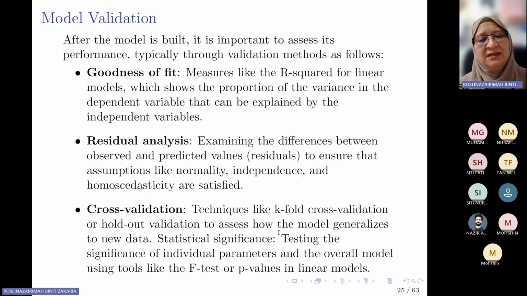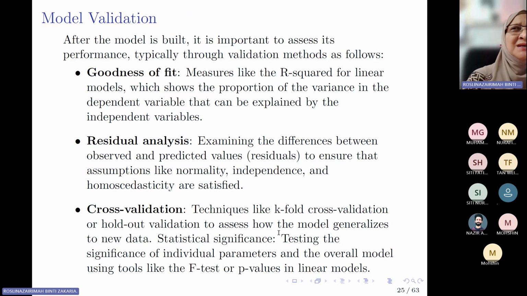Okay, and the third method will be to do cross validation. Normally for cross validation, what do we use? We split, we do data splitting. We save most of the data for testing and the small part for training. Okay, so this is how we do cross validation.